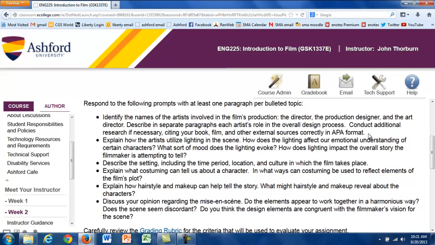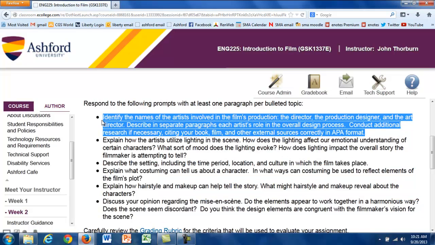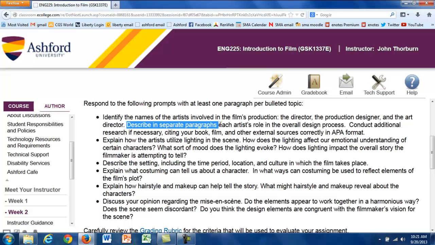So you should devote at least one paragraph to talking about the various artists involved in the film's production: the director, the production designer, and the art director. And notice that the directions tell you that you're supposed to describe in separate paragraphs each artist's role in the overall design process. So according to the directions, you would devote a paragraph to the director, a little paragraph to the production designer, and a little paragraph to the art director.